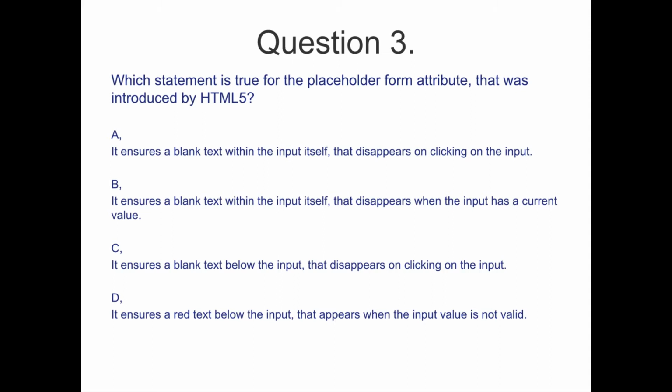Question 3, which statement is true for the placeholder form attribute that was introduced with HTML5? Answer A, it ensures a blank text within the input itself that disappears on clicking on the input. B, it ensures a blank text within the input itself that disappears when the input has a current value. C, it ensures a blank text below the input that disappears on clicking on the input. And lastly, D, it ensures a red text below the input that appears when the input value is not valid.